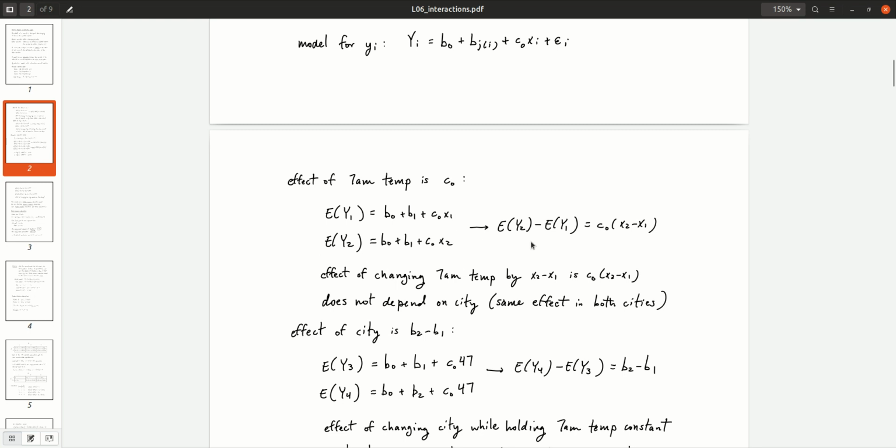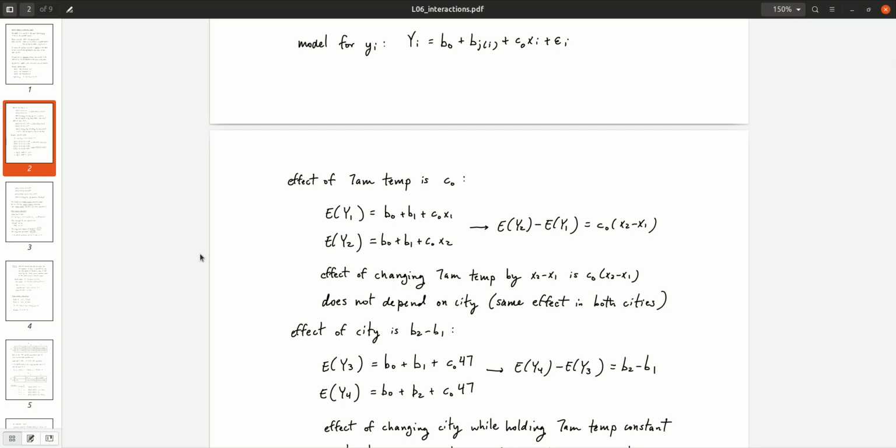If we look at the difference between them, B0s cancel, B1s cancel, and we get C0 times the quantity x2 minus x1. So the effect of changing the 7 a.m. temperature by x2 minus x1, as you move from the first observation to the second, is to change the expected response by the slope times that amount. That's just how slopes work.